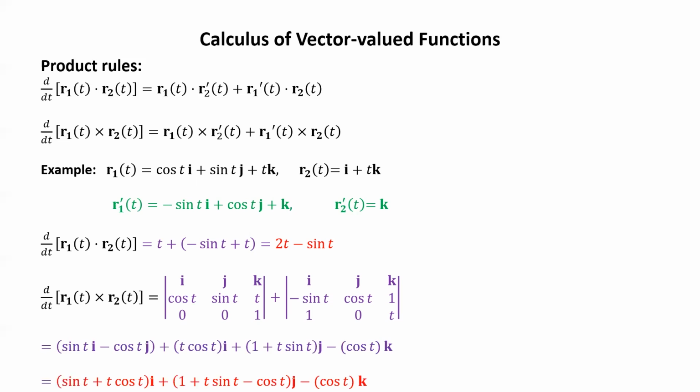Okay, so just combining like components, we have sine t plus t cosine t times i plus 1 plus t sine t minus cosine t times j minus cosine t times k.